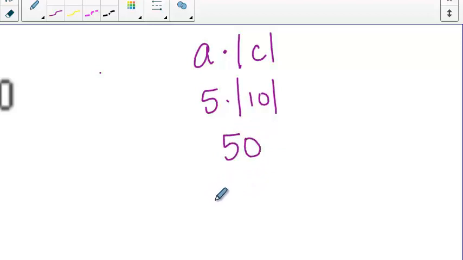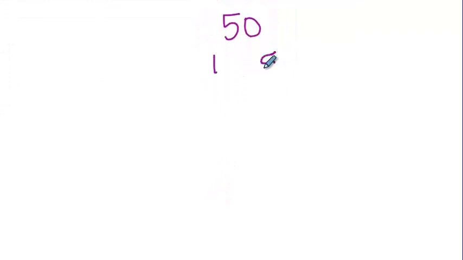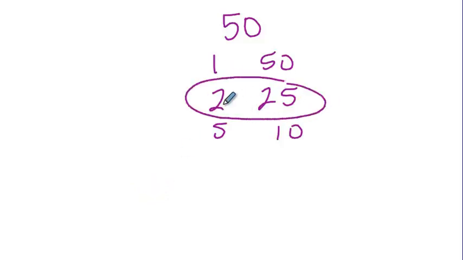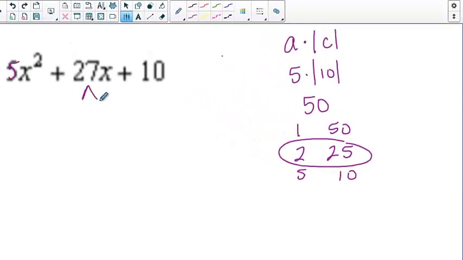I'm going to write the factor pairs. So 1 and 50, 2 and 25, 5 and 10. Okay, can I get a 27 from any of those? Yeah, 2 and 25. So I'm going to take this 2 and 25 and split this 27 into 2 terms.